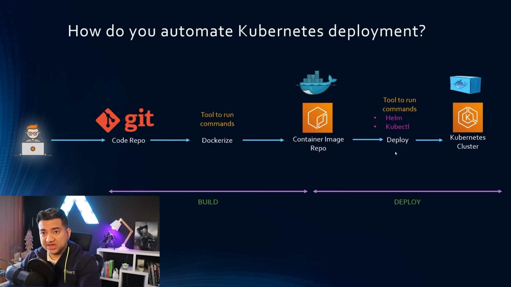And for deployment, again, you need another tool to run commands. So how do you deploy into a Kubernetes cluster? Either you use Helm or you can use direct commands like kubectl apply, right? So on the deploy phase as well, you need a mechanism which will allow you to run this.